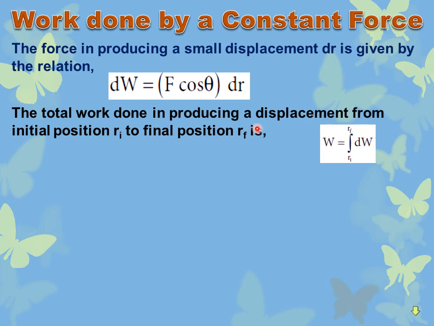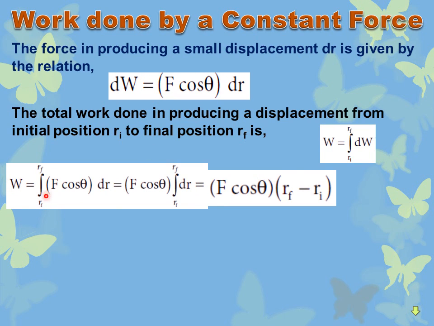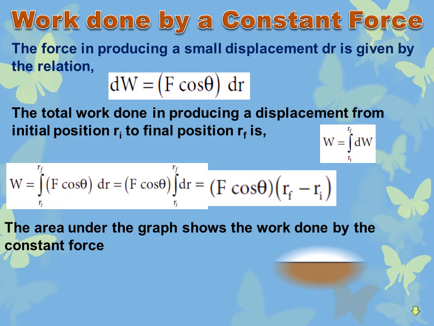So the total work done in producing a displacement from initial position Ri to final position Rf is W is equal to the integral from Ri to Rf of dW. If you integrate that, then you will get W is equal to the integral from Ri to Rf of F cos theta into dr. You can take this F cos theta out of the integral. So the integral from Ri to Rf of dr is equal to F cos theta into (Rf minus Ri). That means final position minus initial position.